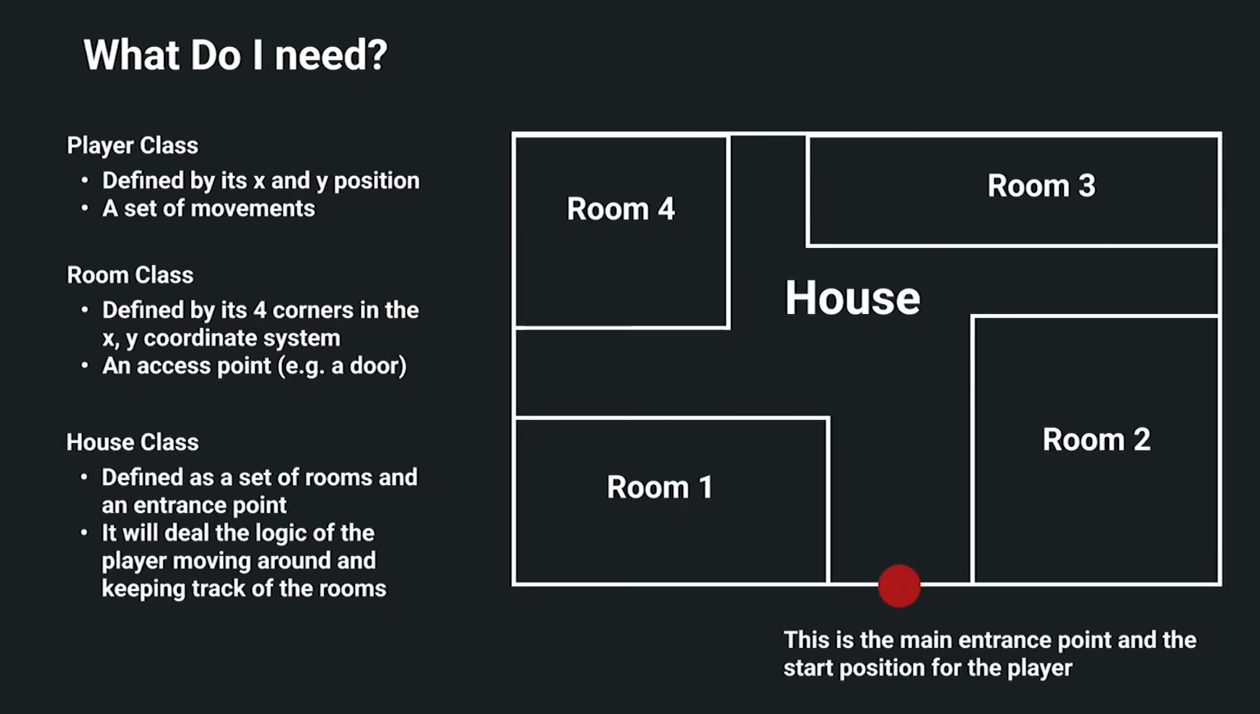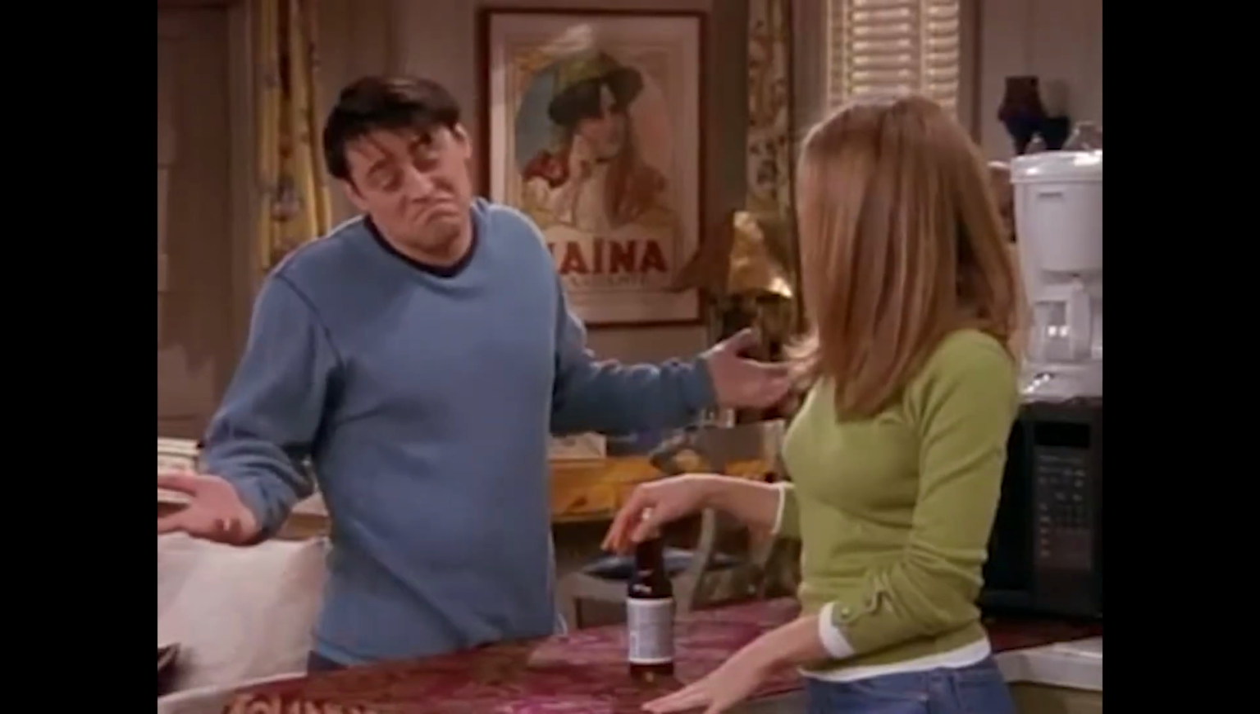Last, I want a house class, which will contain all the room objects that I have created, plus the main logic to move the player around, and of course, an access point, which would be the starting point of the player's journey. I'm not going to worry about the house walls because honestly, I don't care. How can you not care? Like this. Now that I have a plan, I can start.